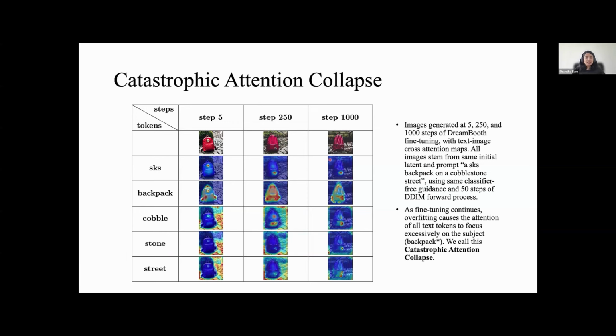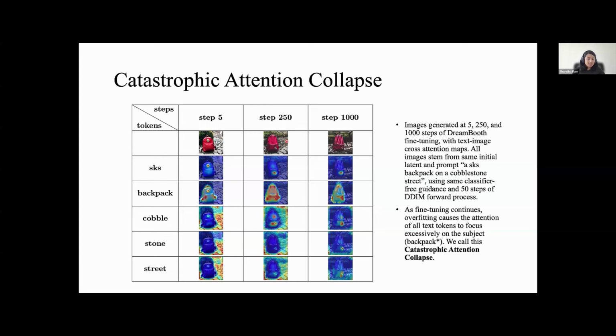At step 5, the model achieves high prompt fidelity. You can see backpack on the cobblestone street. And here diversity is not obvious because we have just one example, but if you generate a few, you'll see that the images are diverse. And if we look at these attention maps, SKS is focusing on this logo, and we have backpack, cobblestone street. They're all focusing on relevant parts of the image here.